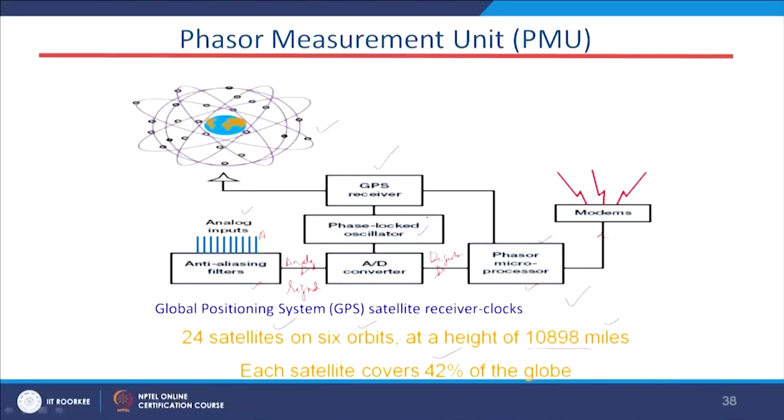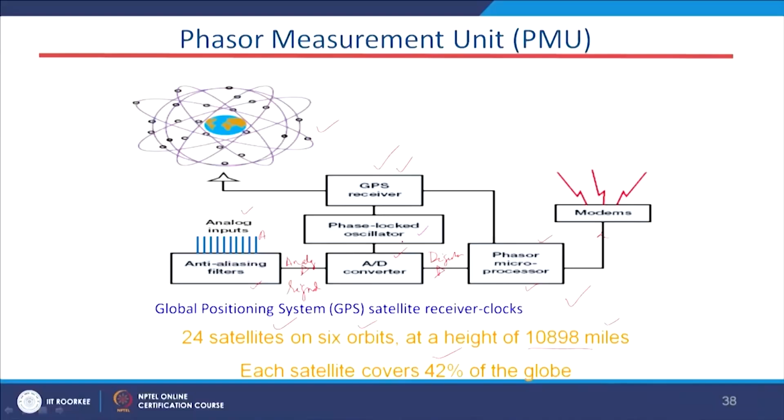These satellites rotate around the earth, and the GPS receiver receives the signal from the satellite and supplies it to the phase locked oscillator. This phase locked oscillator will lock the sampling frequency according to the GPS receiver signal. 1 pulse per second is received by the GPS receiver and sent to this unit, and from there the ADC starts sampling the voltage and current signal, and then sends it to the processor.